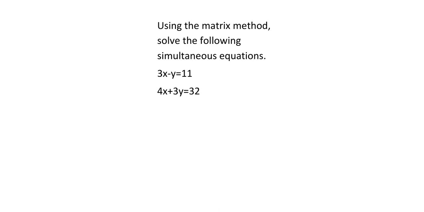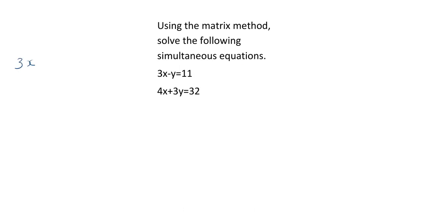Using the matrix method, solve the following simultaneous equations. So we have 3x minus y equal to 11, 4x plus 3y equal to 32. So we are using the matrix method.